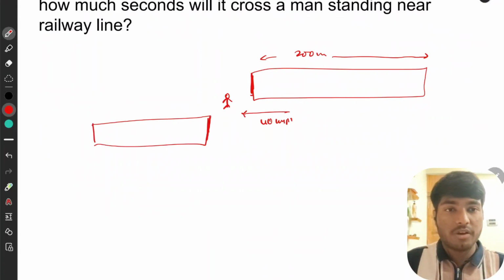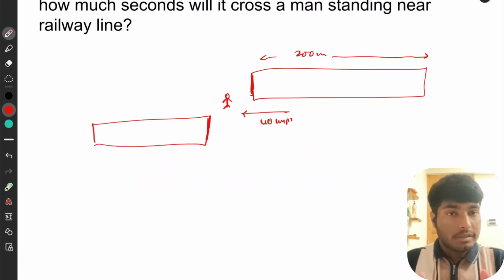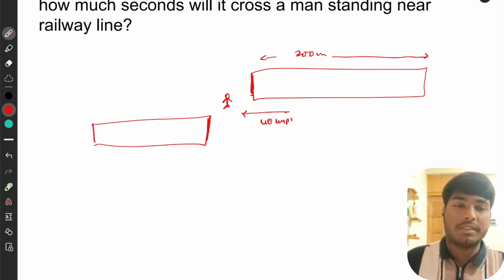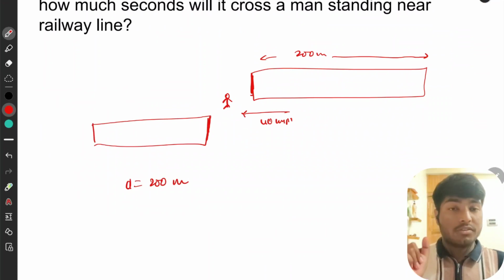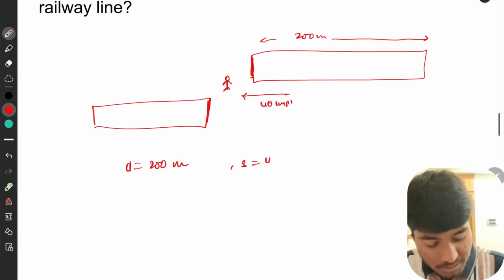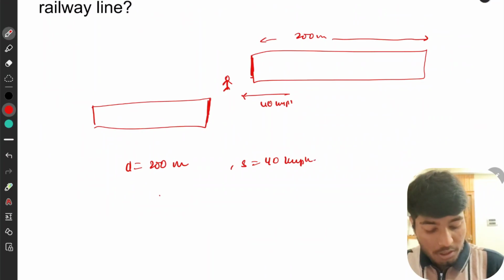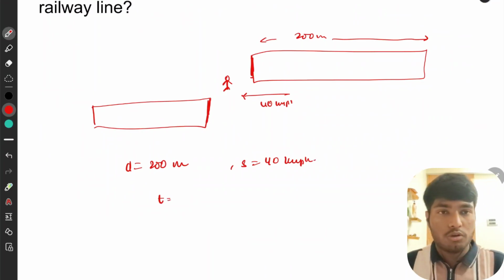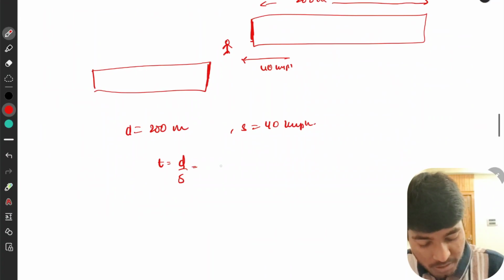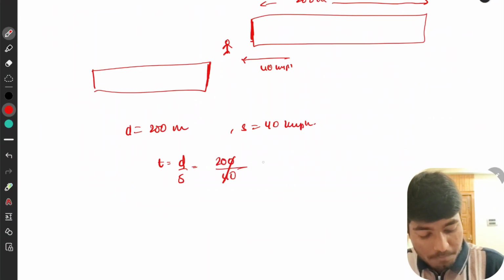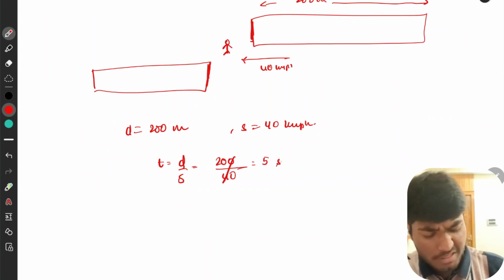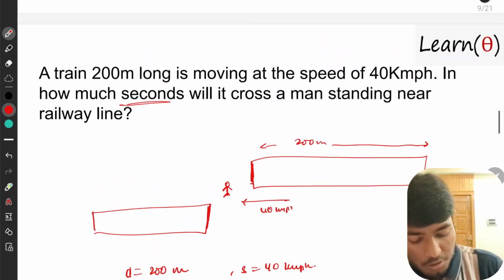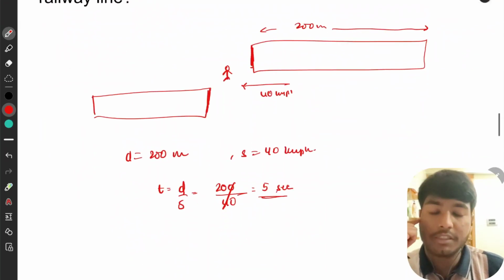How much distance has been traveled? The length of the train. The length of the train itself has been crossed. Therefore, the distance traveled is equal to 200 meter. What is the speed? The speed is given as 40 km per hour. What is the time taken to cross? Simple, distance upon speed, equal to 200 upon 40, which is 5. So you will say 5 seconds, because the question asks how many seconds. So the correct answer is 5 seconds.